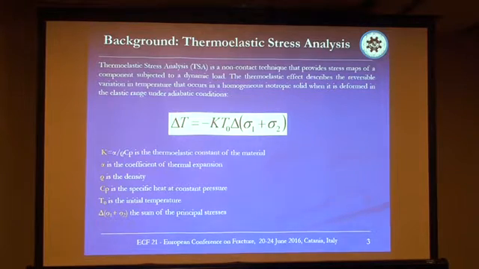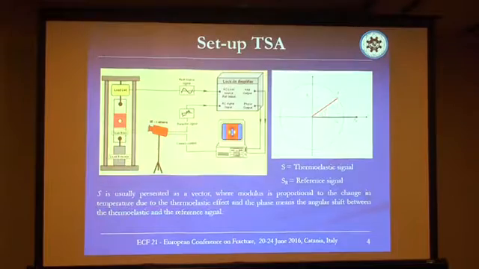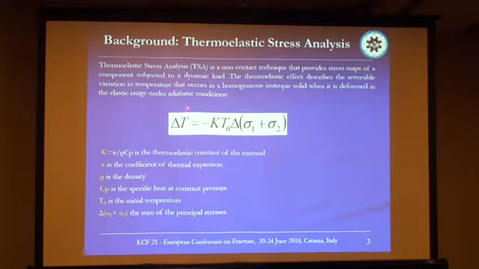So, thermoelastic stress analysis is a non-contact technique that provides stress maps of a component subjected to a dynamic load. The thermoelastic effect describes the reversible variation in temperature that occurs in a homogeneous isotropic solid when it is deforming in the elastic range. So we can relate the variation in temperature to the sum of the principal stresses through the K value, that is the thermoelastic constant of the material.